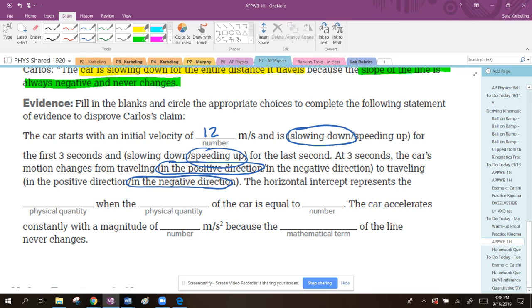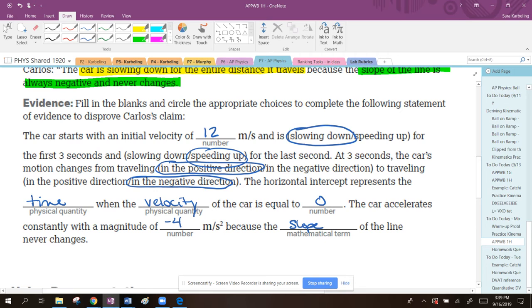Okay, the horizontal intercept represents the time? Yeah. When the velocity of the car is equal to zero. It's true. The car accelerates constantly with a magnitude of -4 meters per second squared. Because the, help me out.